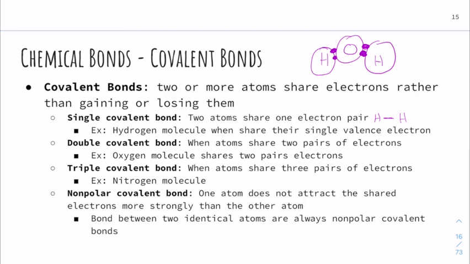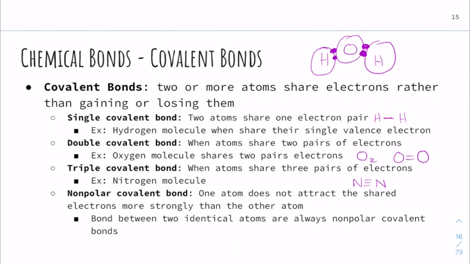Oxygen. Remember O2? 2 oxygens together? They will share 2 sets of electrons, or 2 pairs of electrons, so we use 2 lines. Nitrogen is when 3 pairs of electrons are shared. So nitrogen and nitrogen. There's 3 pairs of electrons shared, so we use 3 lines to show that there are 3 pairs of electrons shared.